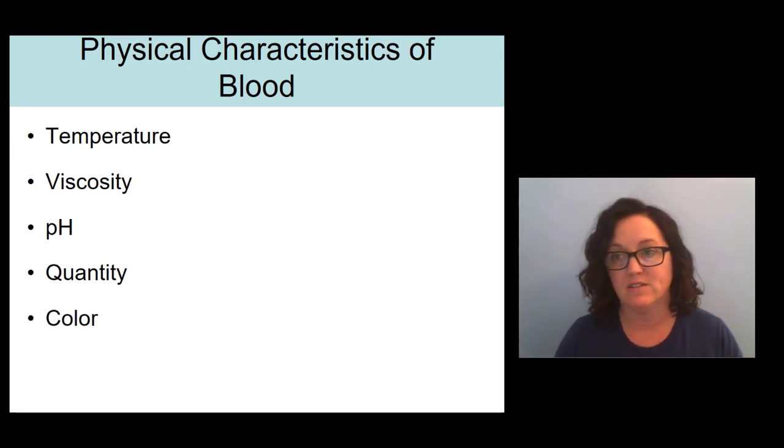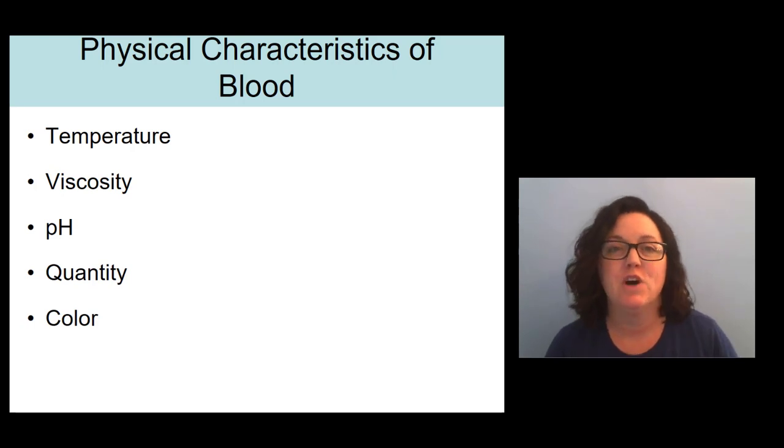Another odd fact is that you can live with about half of your blood volume lost. So if you were running at about 5 liters of blood on average, you get down to that 2.5, that's when you're going to be in trouble. All right, last bit is color.